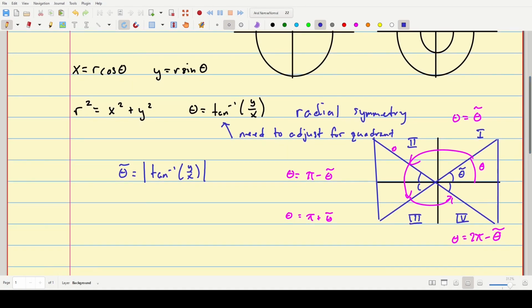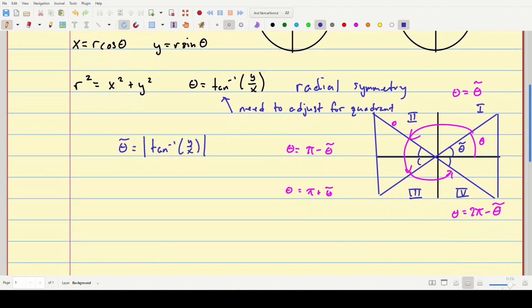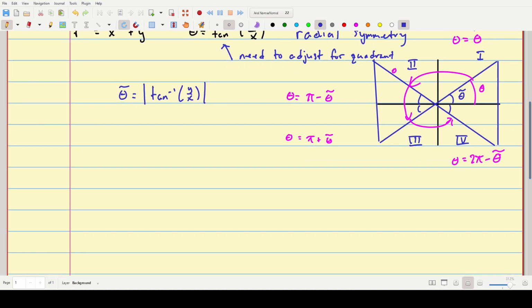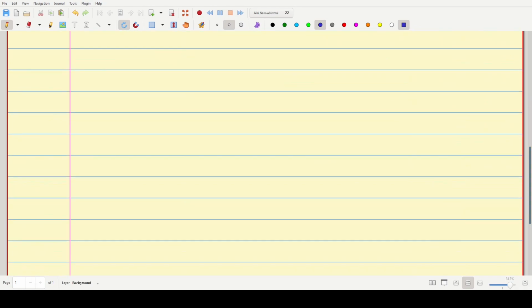Questions so far? Okay. I know this is a little annoying, but this is what we have to know to be able to find our limits of integration with respect to theta. That's why this is important. All right.